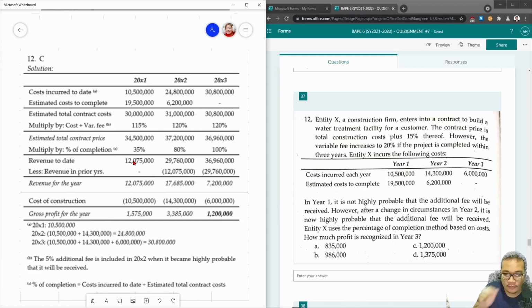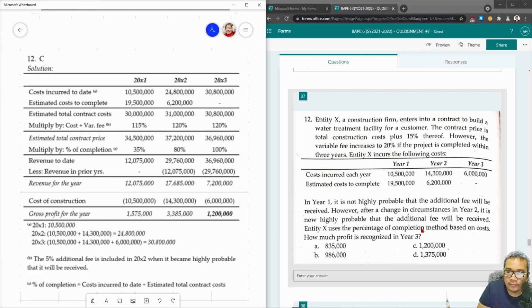12,075 revenue. So, do the same with the others. Wag mo na. Dito matas revenue for the year kasi walang prior years. Cost of construction mo, 10.5 is given. So, gross profit for the year mo is 1,575,000. Now, gaya na sabi dito, year 2, highly probable na.